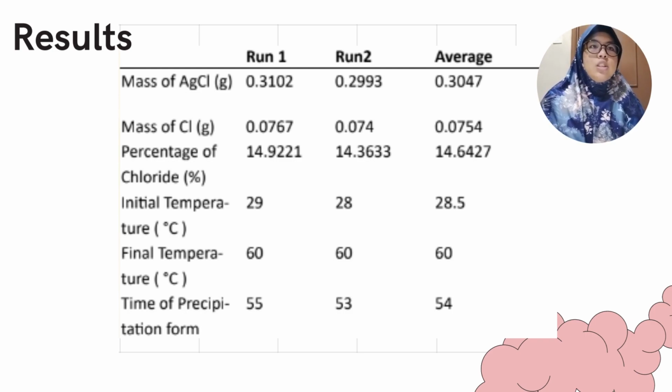And then we have the initial temperature in degrees Celsius, and we got the average of 28.5 degrees Celsius, and then we have the final temperature, which is 60 degrees Celsius, and then we have the time of precipitate formation. The average is 54.